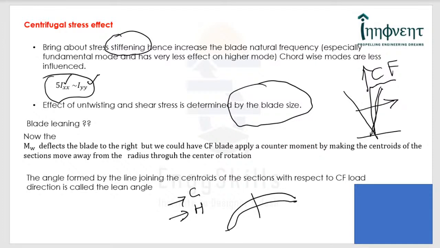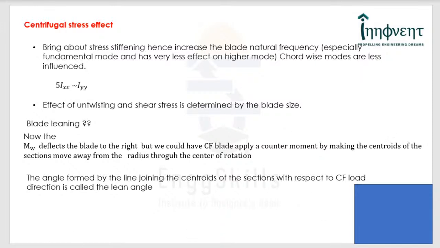Coming back, now we tried various options of increasing the chord length, decreasing the height. Now let's consider how centrifugal effect can be used to minimize the bending stress, and in fact it can be cancelled for certain operating points, and that effect is also called the blade leaning.